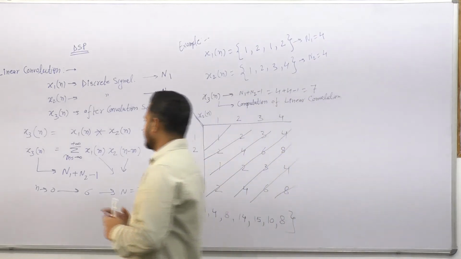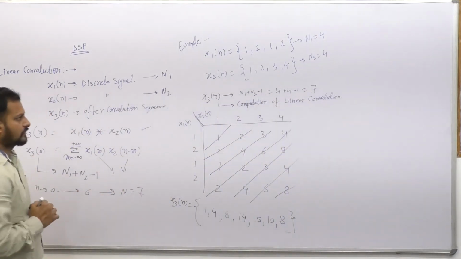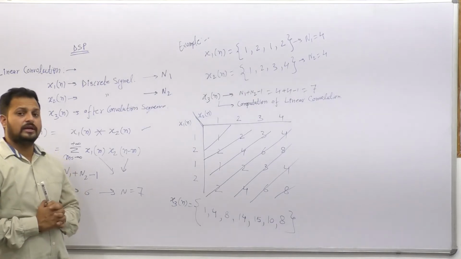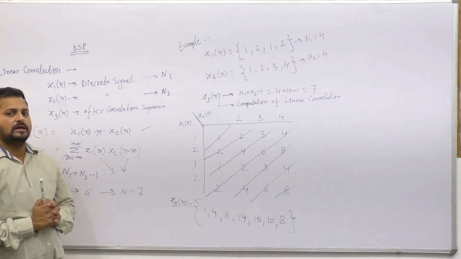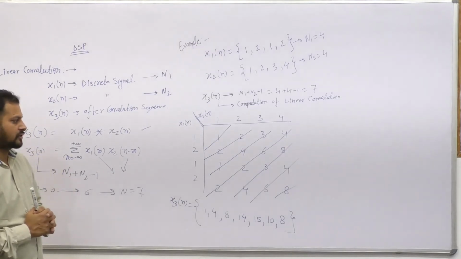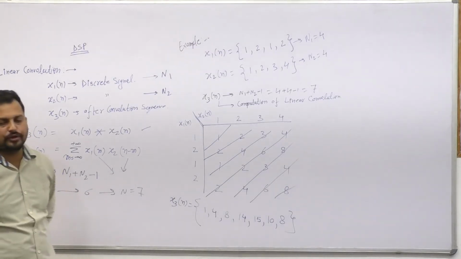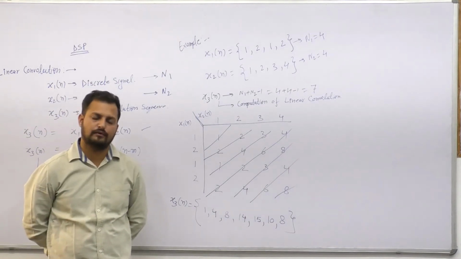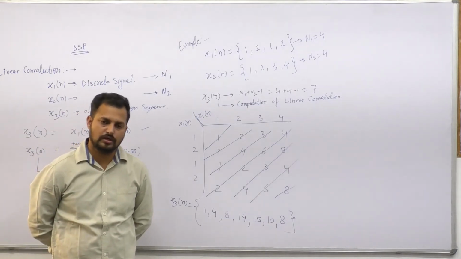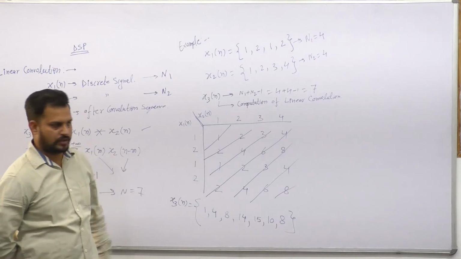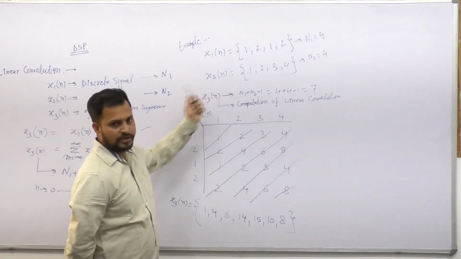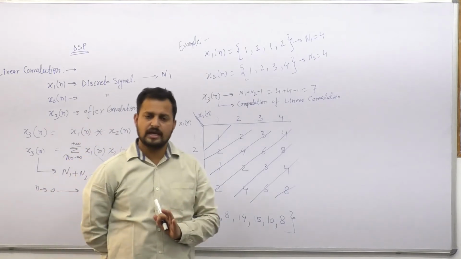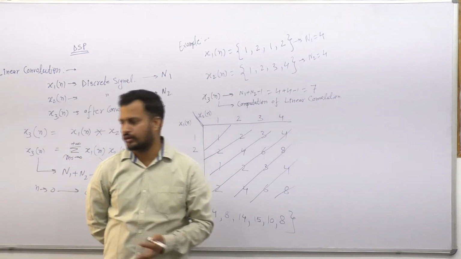So if we take the same example and come to the matrix method for the computation of the convolution, another convolution type is circular convolution. So we'll also take the circular convolution for these two sequences. Initially we'll define the formula first and then we'll compute. That's how we are going to do.